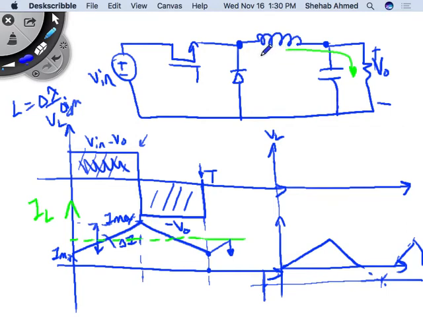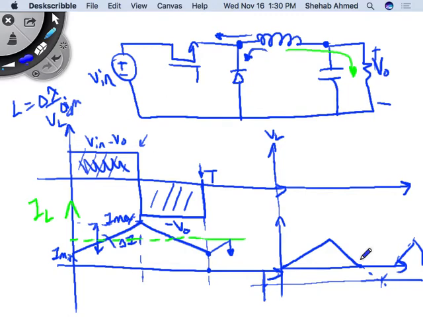Inductor current will not go negative. The diode cannot conduct backwards, and it cannot go through the MOSFET either. So inductor current will not be able to go backwards. As soon as it gets to 0, there's no more energy stored in the inductor, right? You have energy stored in the inductor.